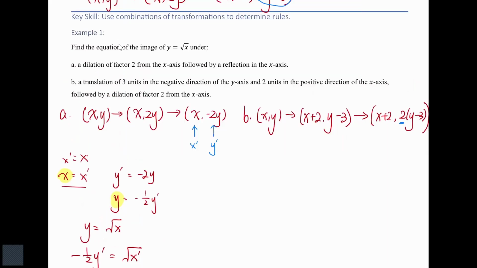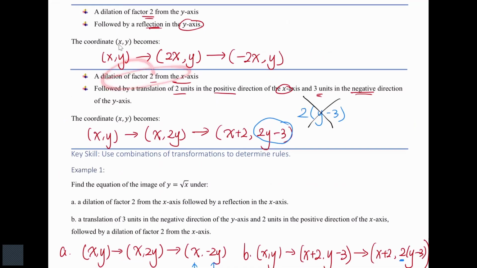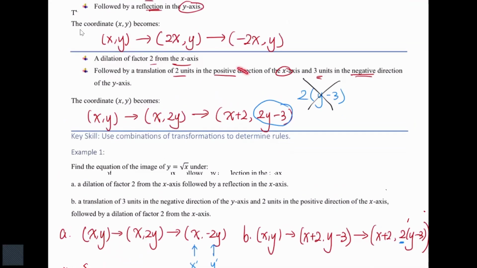My translation will be done first, so the point will move. Then my dilation will adopt the effect from the translation, then dilate the whole thing, dilate my graph after translation. Unlike before, unlike this example, I actually dilate first. After dilation, I can move the end product. So that's the difference between this example and this example.